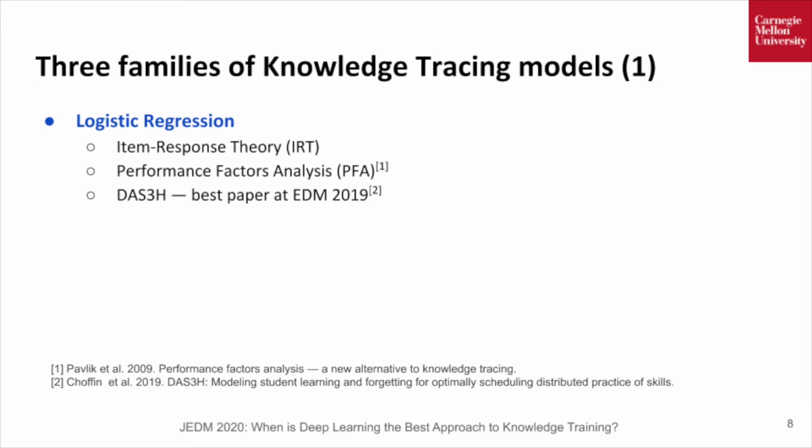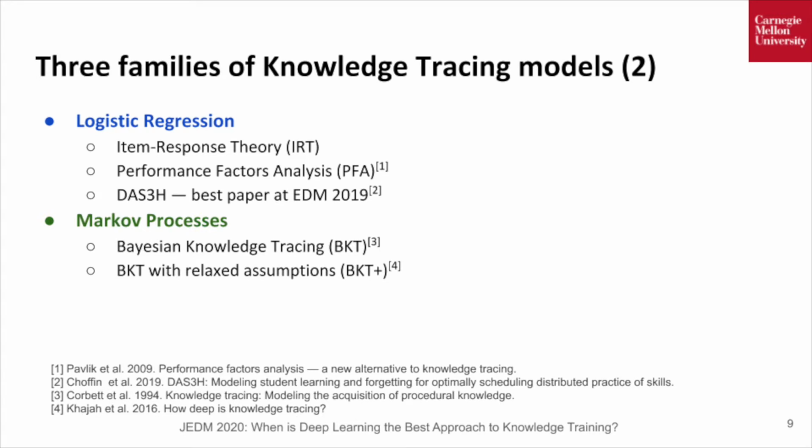In this paper, we compare three families of knowledge tracing models. The first family, logistic regression, is a log-linear model with a long history in the educational data mining community. Different feature sets yield various models in the literature. In our experiments, we considered item response theory, IRT, performance factors analysis, PFA, and DAS3H, the best paper at JEDM 2019. Details of the features of these algorithms are not important for the rest of the talk.